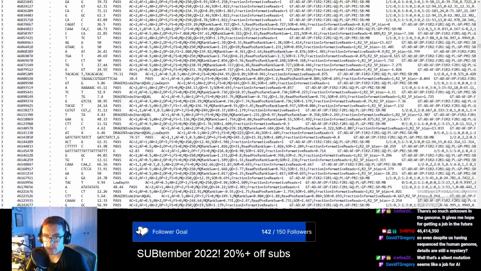Okay. Seems like a job for AI. I mean, the problem is, yes, people are trying to bring AI into it. We have these things called GWAS studies, where the S stands for studies. It's Genome Wide Association Study.